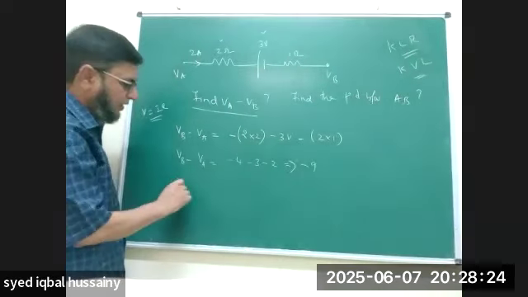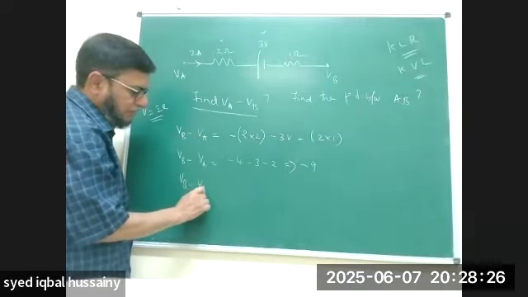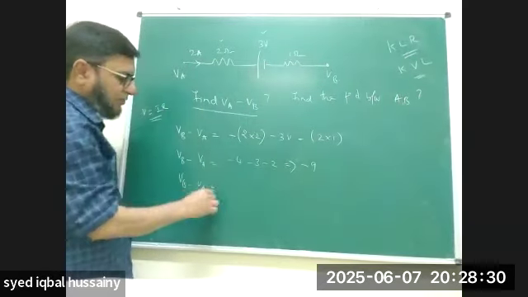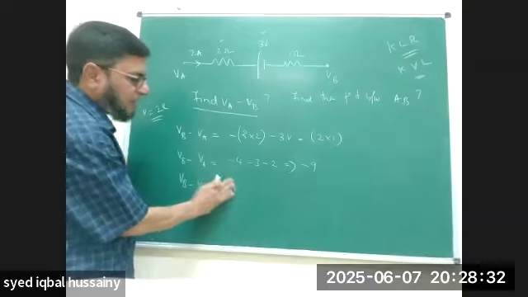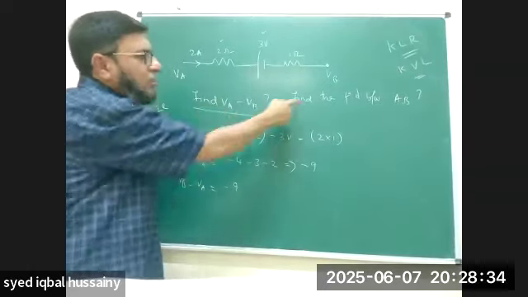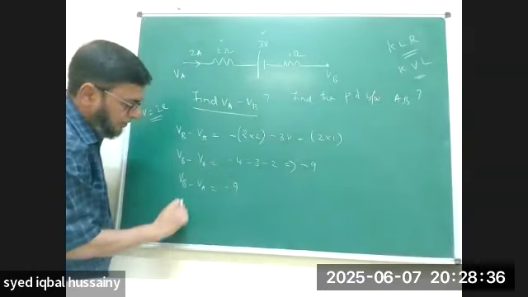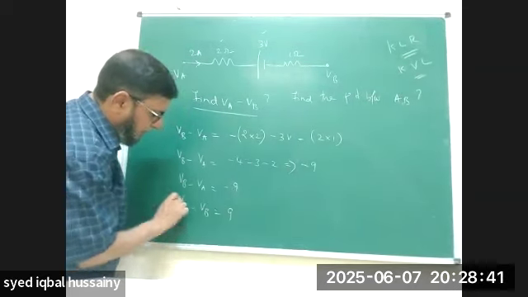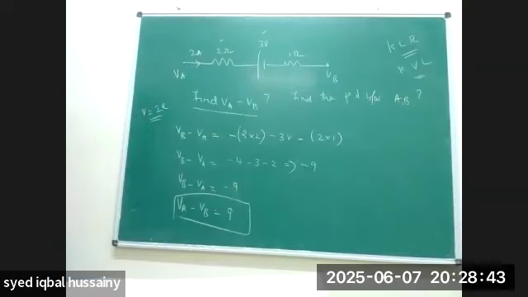Minus 9. So VB minus VA. Positive, the circle will be like this. So positive to negative, VB minus VA equal to minus 9. But they are not asking VB minus VA. They are asking potential difference between A and B. So VA minus VB. Next question, we will see in next class.